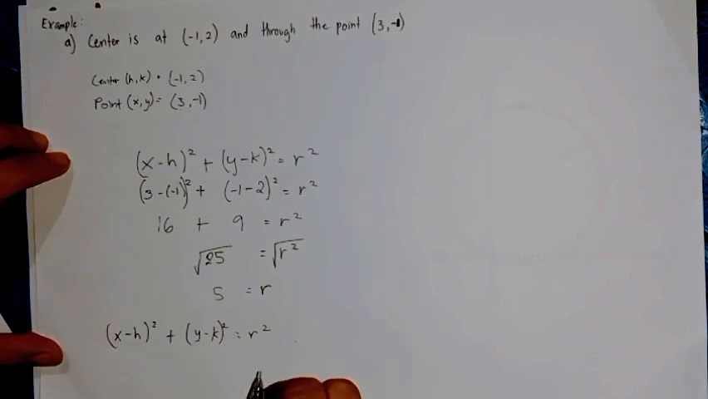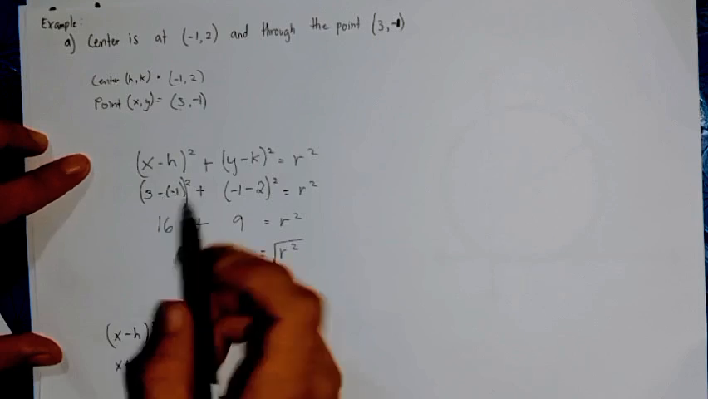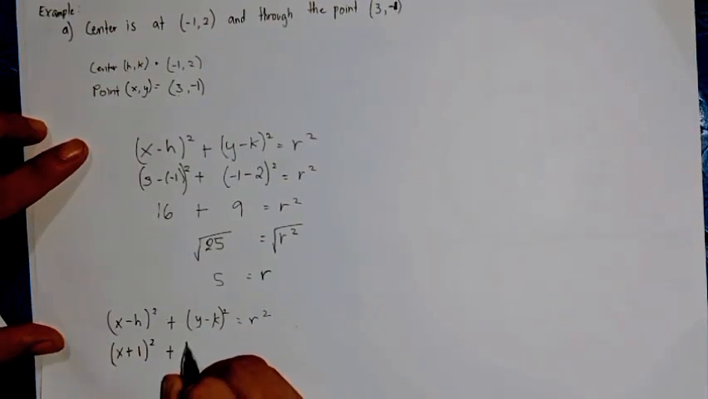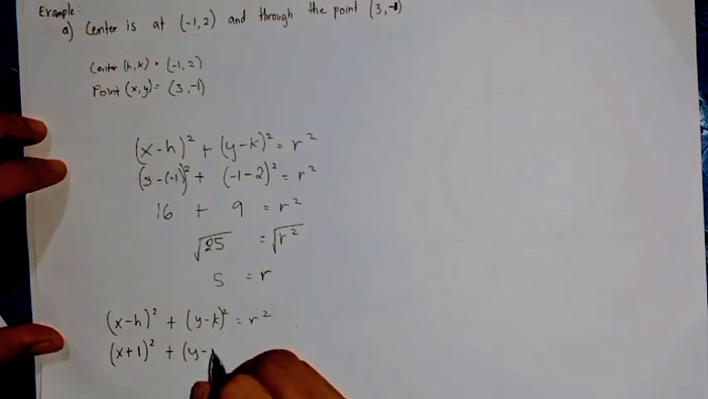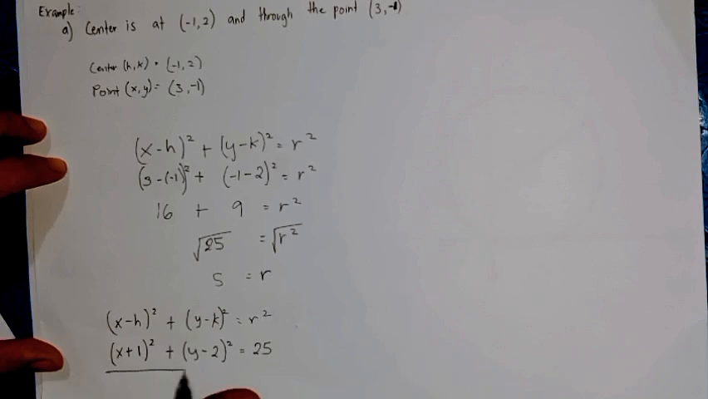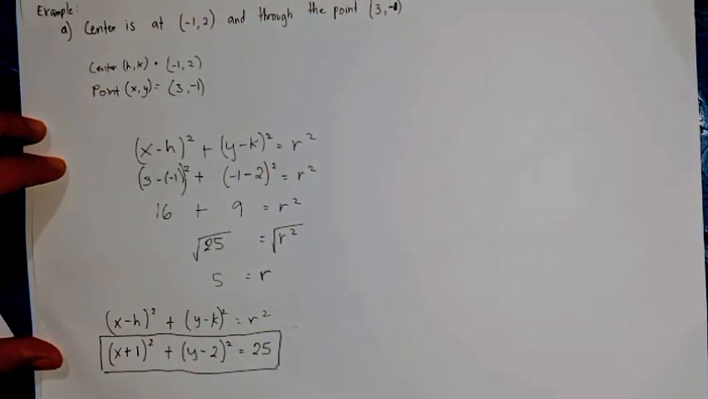Now, in the standard equation, h is negative, and negative times negative is equal to positive, so we have (x plus 1) squared plus (y minus 2) squared, since k is 2, is equal to r squared, which is 25. This is now the equation of the circle by this given condition.